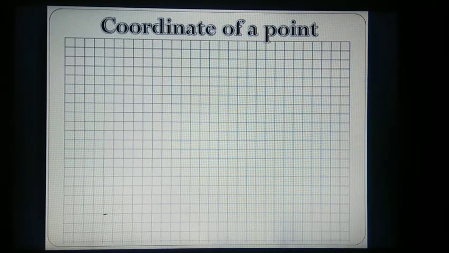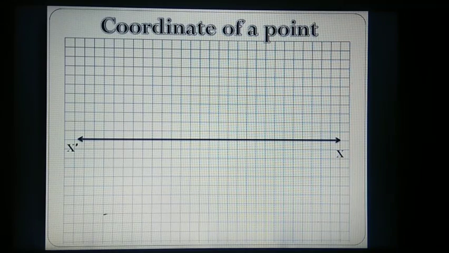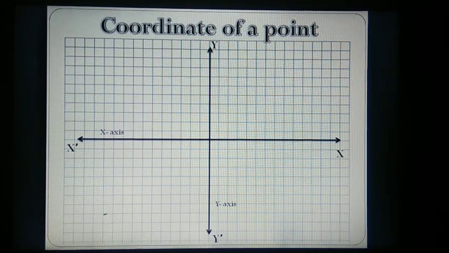So you take your graph paper, you draw a horizontal line, you call it the x-axis, you draw a vertical line and you call it the y-axis, and the point of intersection of the x-axis and y-axis is known as the origin and it is denoted by O, right? So that's what you have learned.